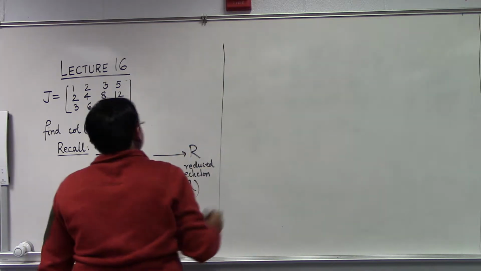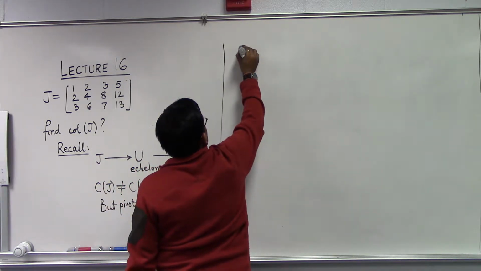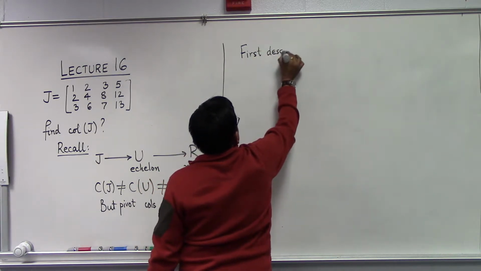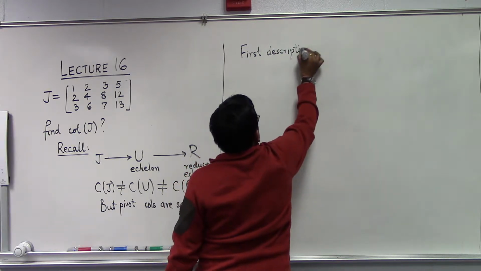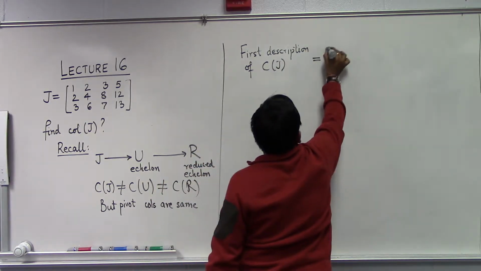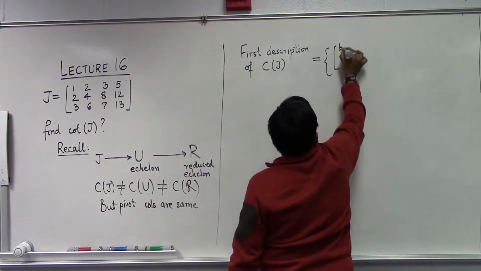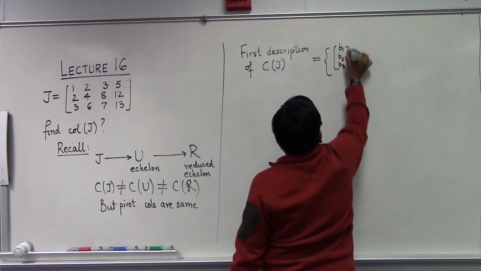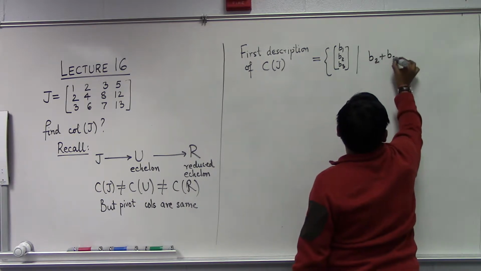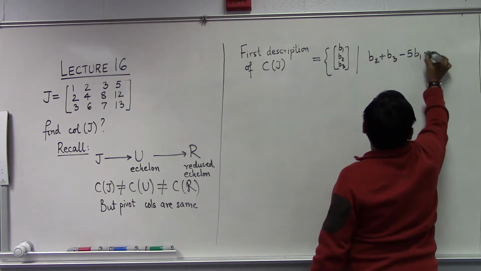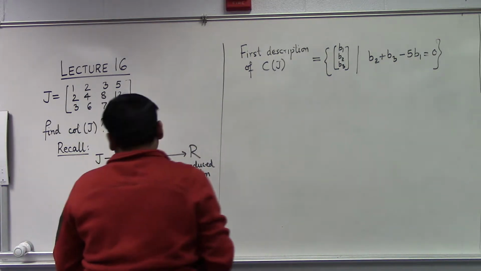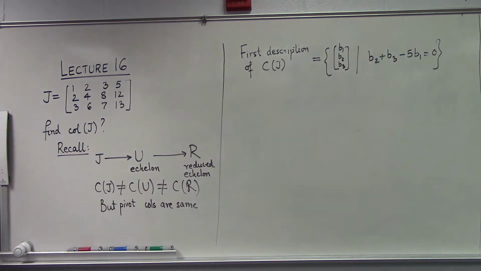in order to find the column space. So one of the descriptions we had given, I'll call it the first description of column space of J. We said this is all those vectors b1, b2, b3 such that b2 plus b3 minus 5b1 was 0. This was our first description, which are the right hand sides which could possibly give a consistent system.